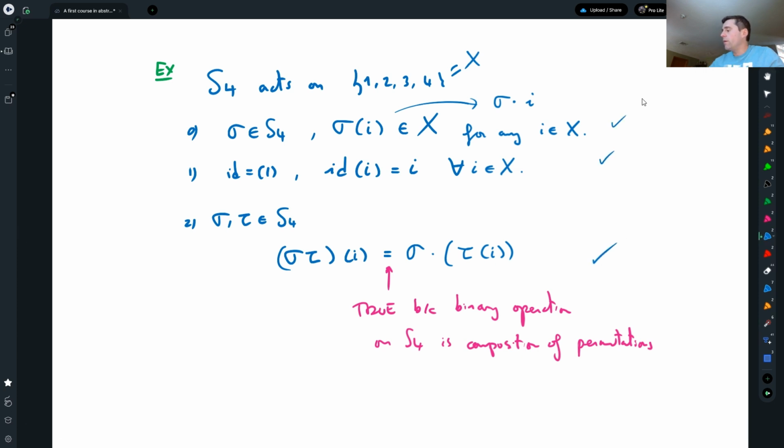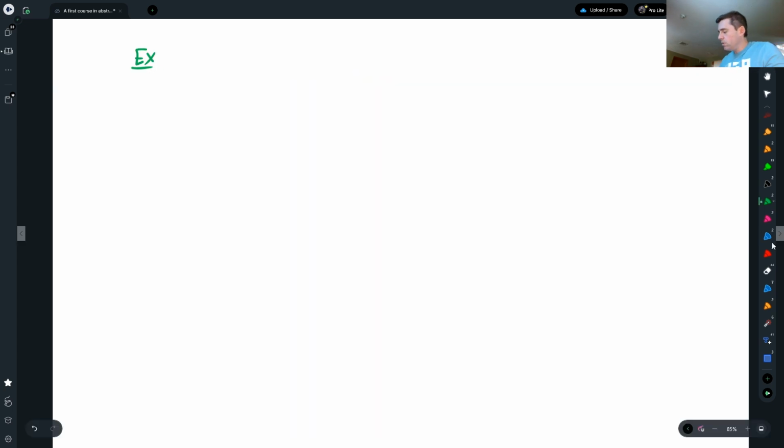Let's see a little bit more sophisticated example, which is some of the examples that actually will be very important when we talk about group actions and we try to prove things such as Cauchy's theorem. For example, I can take now G to be a group. Let G be a group.